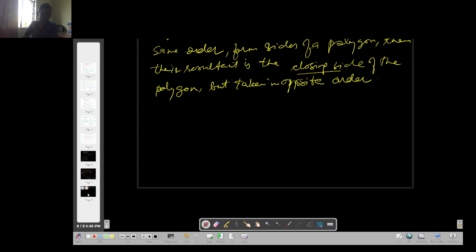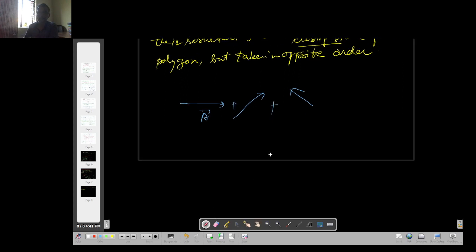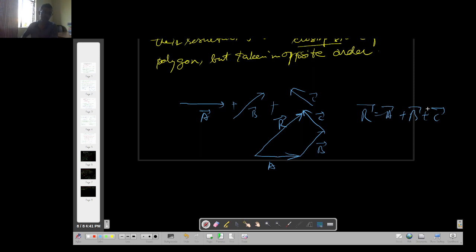So for example, let us assume that I am given a vector. Say there is a vector A, a vector B, and a vector C. If we add these three vectors and they form the sides of a polygon, one vector is A, another is B, and the third is C, taken in this way, then the closing side is the resultant. So that means this R is equal to A plus B plus C. So this is the polygonal law of vector addition.